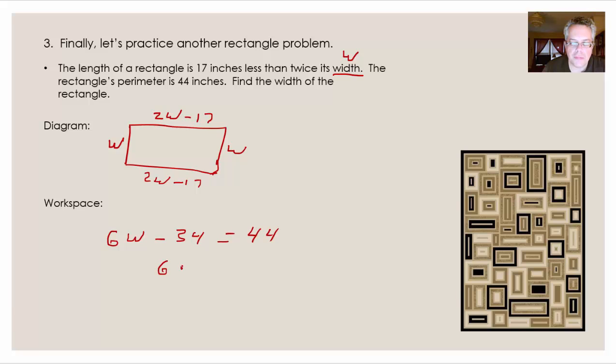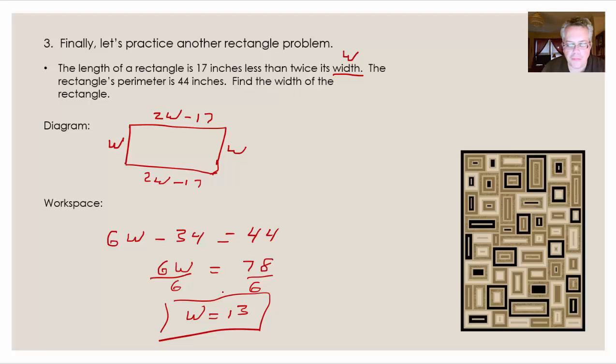All right, this part is easy. So add 34 to both sides, and we get 78. Oh, my W disappeared. There we go. And if I divide both sides by 6, I get W equals 13. All right, I have to ask myself, did I answer the question? I said find the width. This problem only asks for the width, so I answered the question.